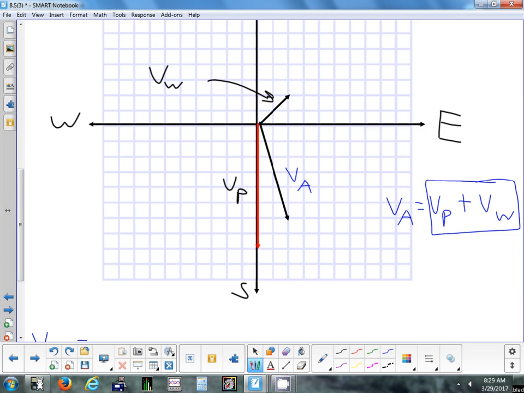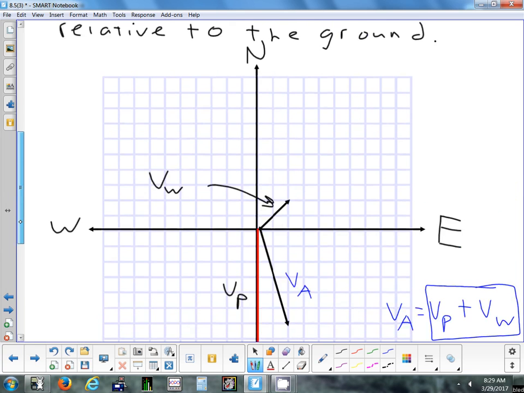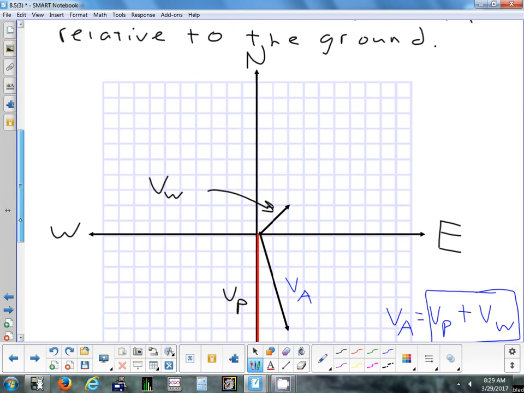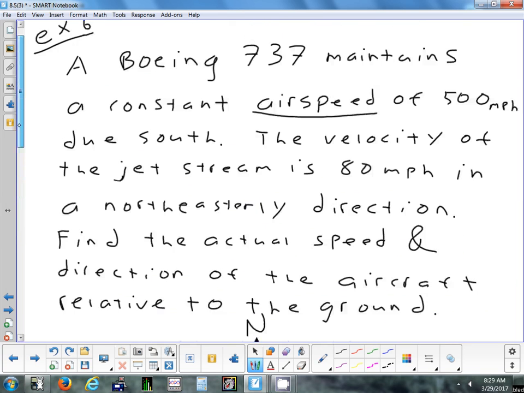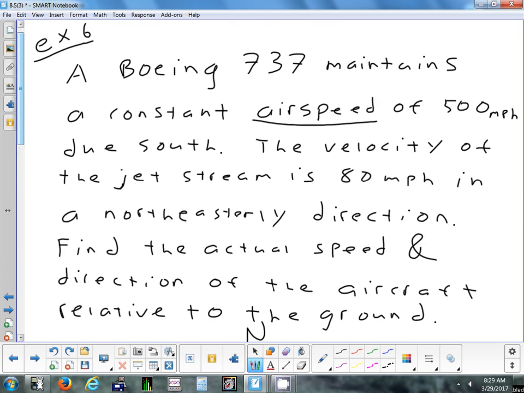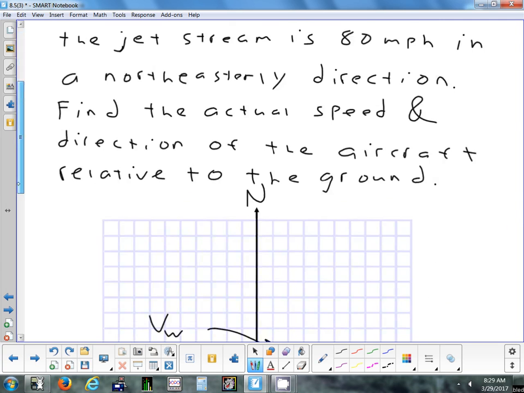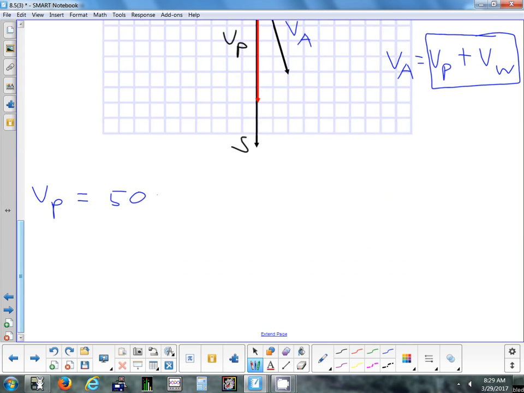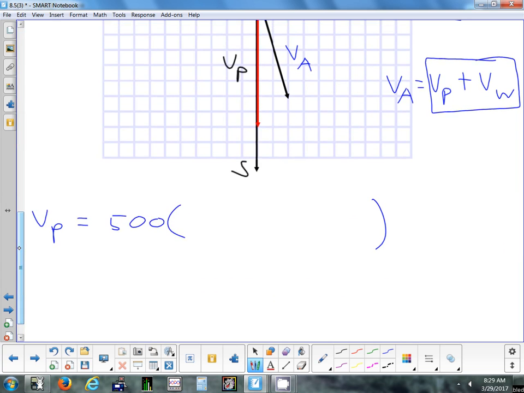Think about from yesterday. What's the first thing you write down when you put down a velocity vector? The magnitude. And in this case, the magnitude of a velocity vector is really the speed. So we're starting with the velocity vector for the plane. What's the speed of the plane? 500 miles per hour. And now in addition to the speed, I also need the angle.